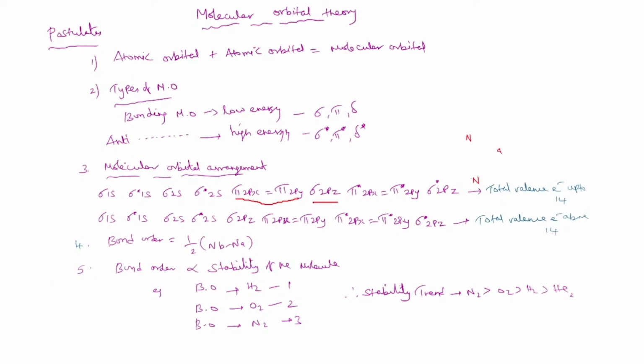Then the next point, the sixth point: bond order is inversely proportional to bond length. Understood? Bond order is inversely proportional to bond length.